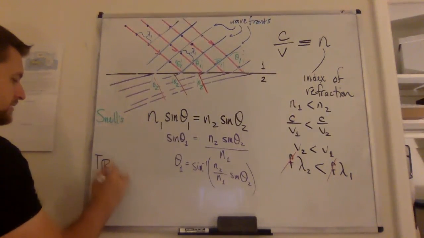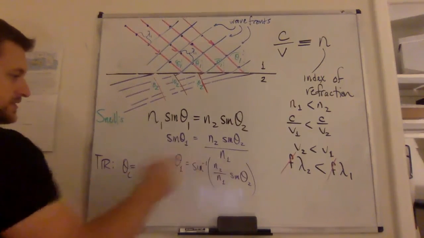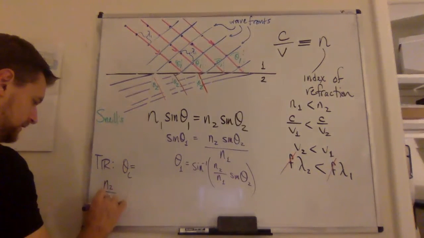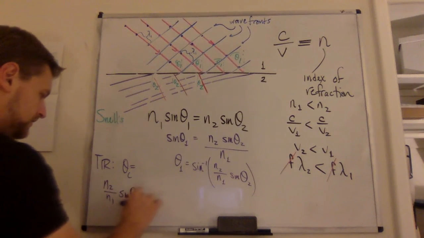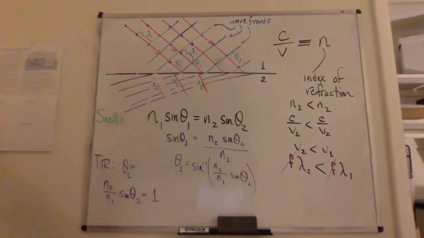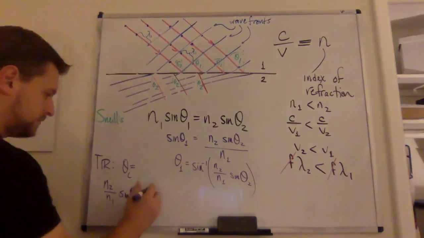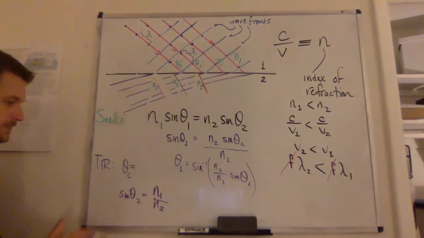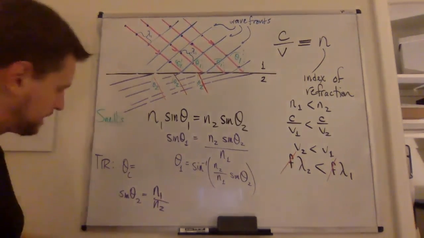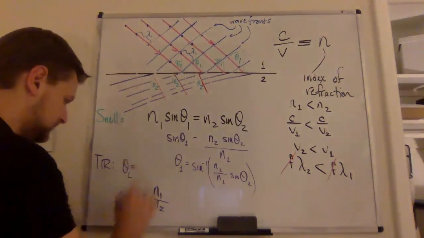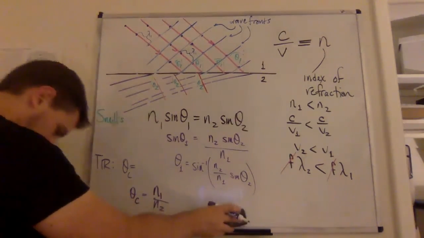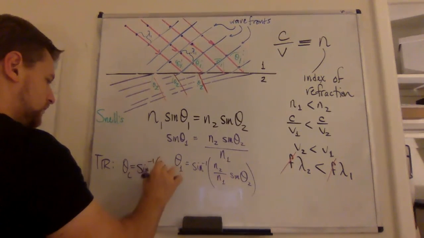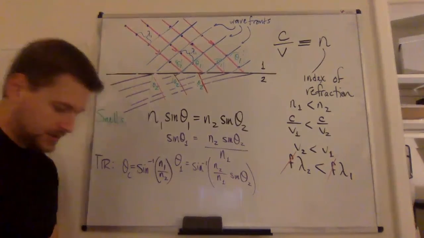Total internal reflection. Theta critical is the angle that makes this equal to 1. All right, so n2 over n1 sine theta 2 equals 1. Okay, so we multiply n1, divide by n2, take the arc sine, theta critical is the arc sine of n1 over n2.